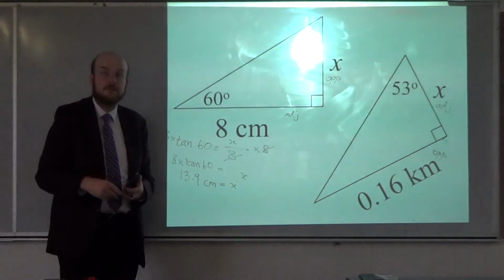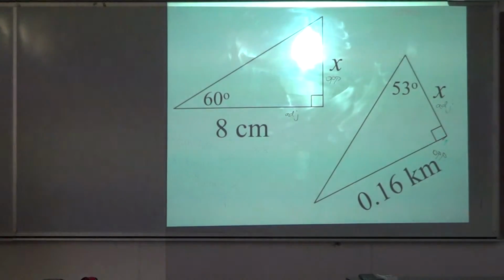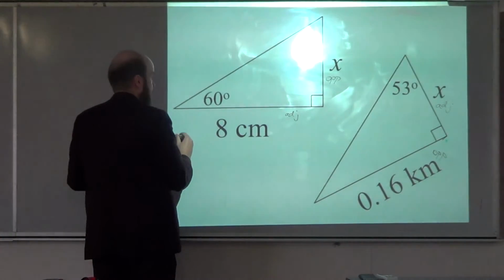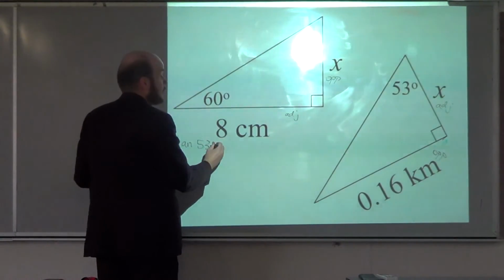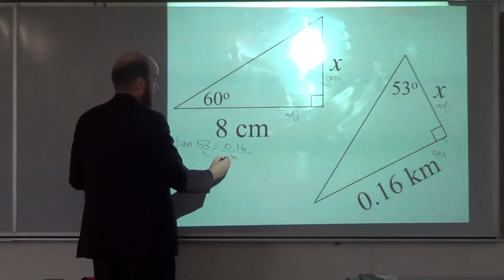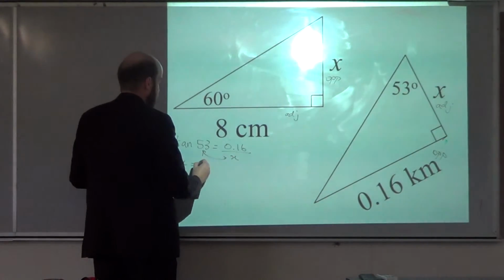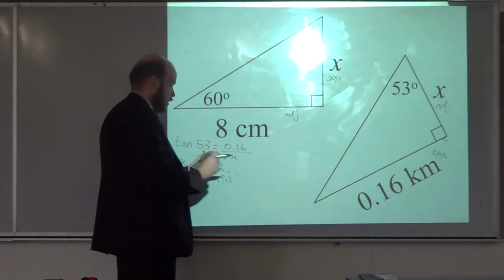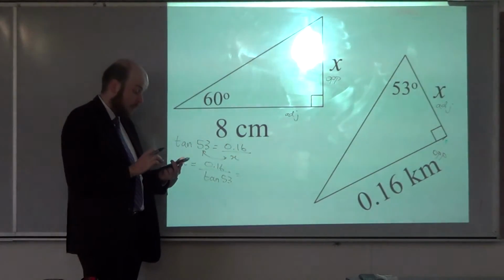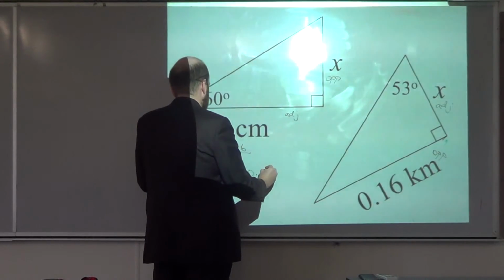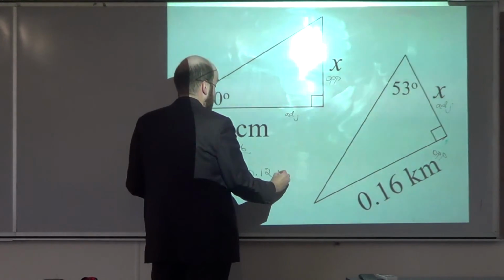There we go. The last triangle over here we've got is tan 53, opposite over adjacent, so 0.16 over x. So remember, we can swap just these two around. X is equal to 0.16 over tan 53. So 0.16 divided by tan 53 is equal to 0.12, I'm going to put here, kilometres.